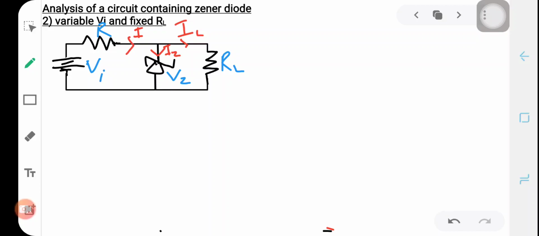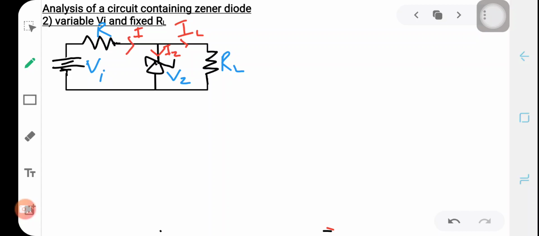Now let's see the second case, that is input voltage is varying and load resistance RL is fixed. We know that when the zener is in the on state, only then we will have voltage stabilization. When it is off, there is no voltage stabilization. Whatever voltage variation is in the input will pass into the output voltage variations.